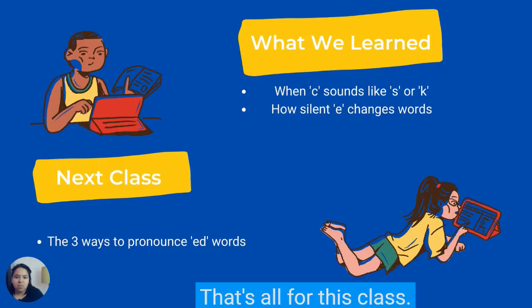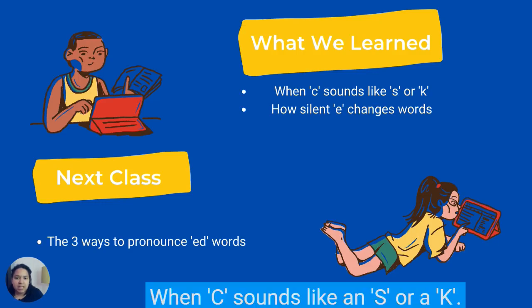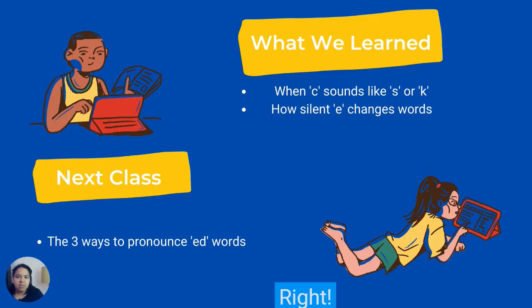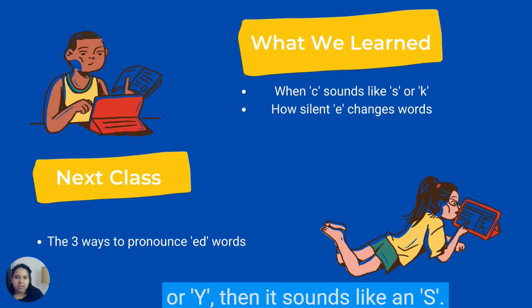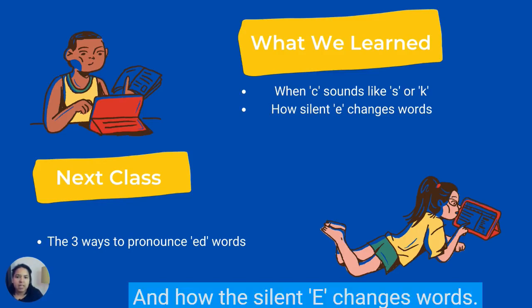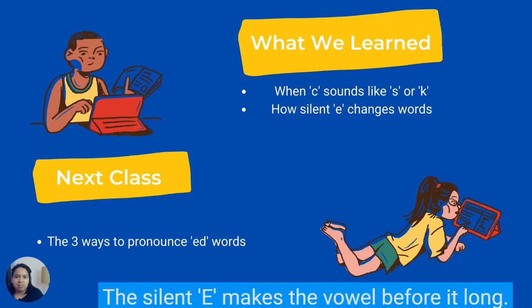That's all for this class. What did we learn? When C sounds like an S or a K, do you remember the rule? Right, when a C is before an I, E, or Y, then it sounds like an S. Any other time, it sounds like a K. And how the silent E changes words. What was it again? Right, the silent E makes the vowel before it long.